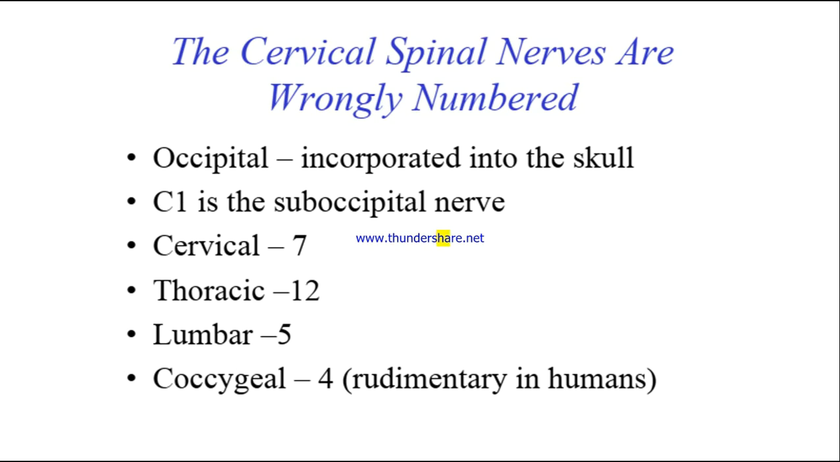So the cervical spinal nerves are wrongly numbered because we have an occipital segment which is incorporated into the skull, which we're going to talk about when we cover the cranium and the bones of the skull. So C1 is the suboccipital nerve. The cervical region has 7 cervical vertebrae, the thoracic has 12, the lumbar region has 5, and the coccygeal has 4. These are rudimentary in humans, so this can be more or less.